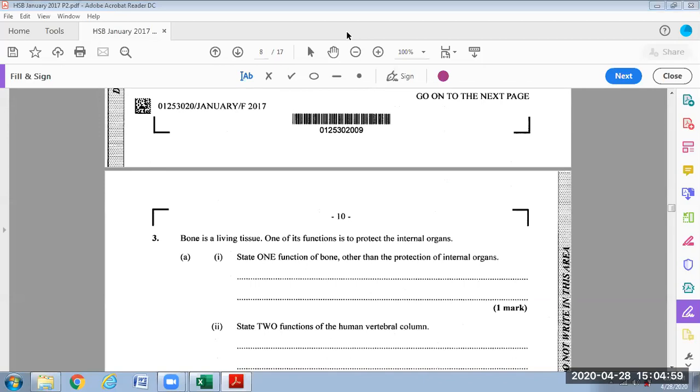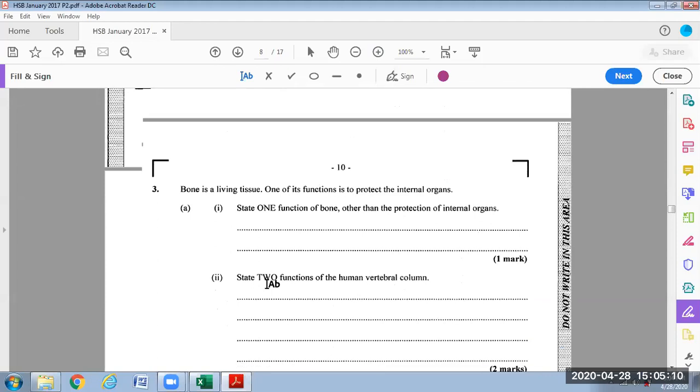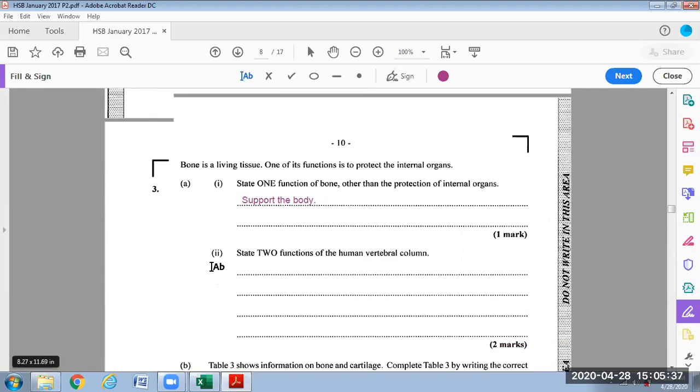Anybody else? Bone is a living tissue. One of its functions is to protect the internal organs. State one function of bone other than the protection of internal organs. All right. So what does the bone do? Support the body, right? You could say produce red blood cells, store calcium and phosphate. All kinds of things you could say.